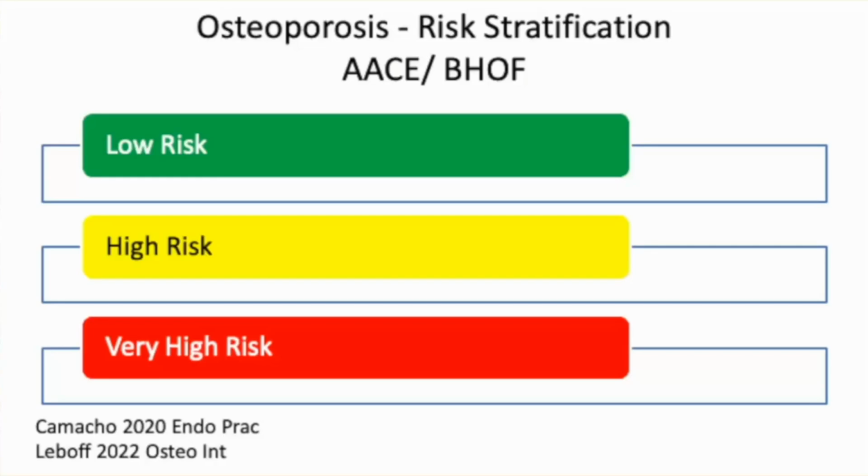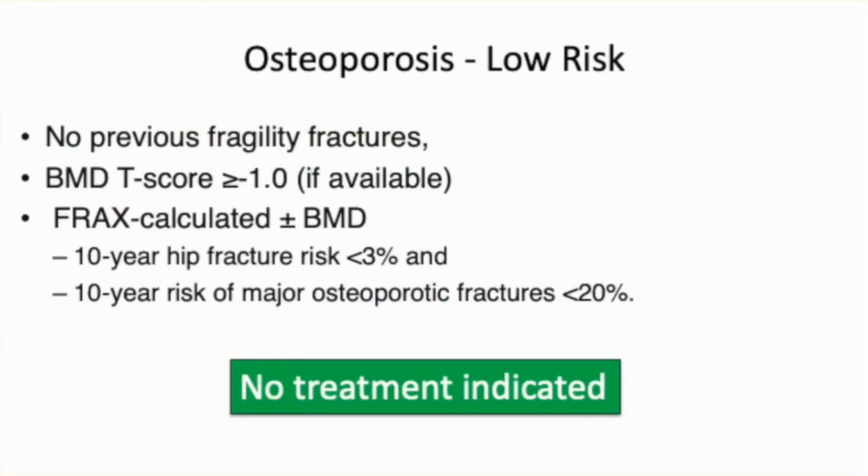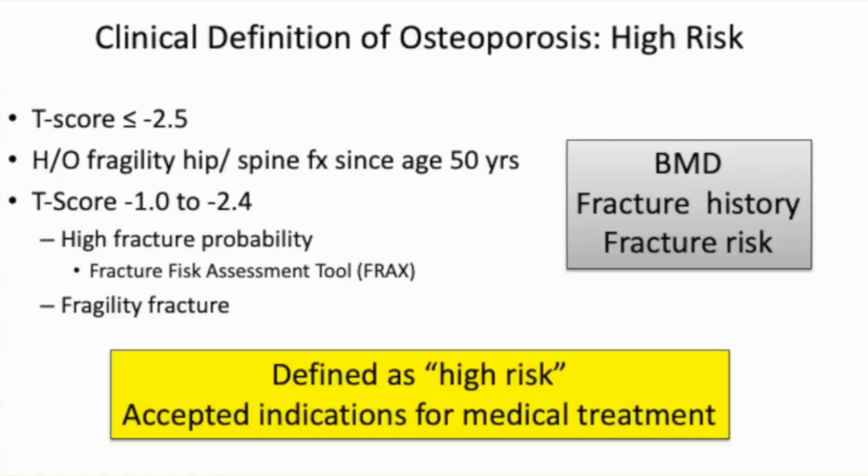And they're dividing these patients based on fracture risk into low risk, high risk, and very high risk. Now, low risk are the patients who've never had a fragility fracture after the age of 50. And if they've had a T-score, it's normal. And if they've had a FRAX calculated, it's a low risk, less than 3%, less than 20%. And obviously, these patients don't need any treatment for osteoporosis because they don't have osteoporosis.